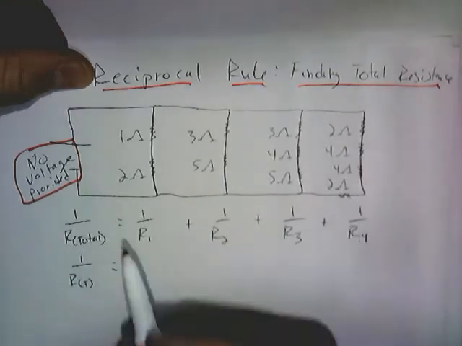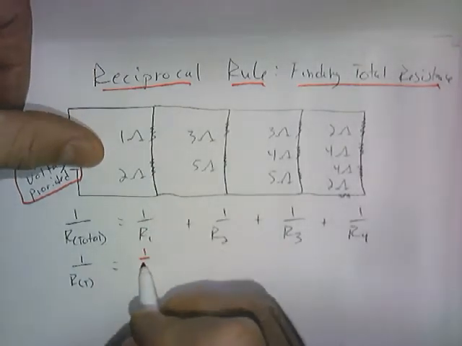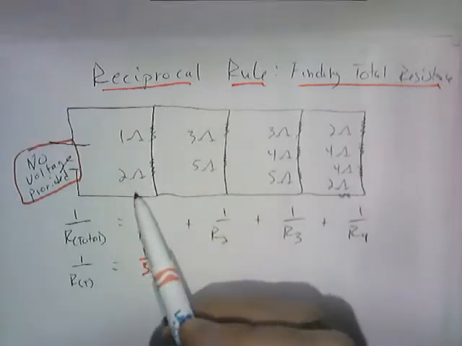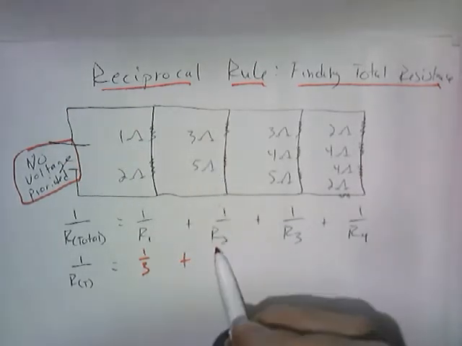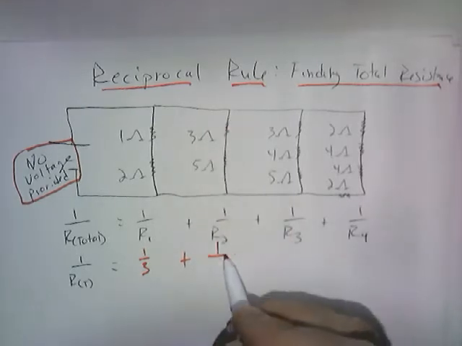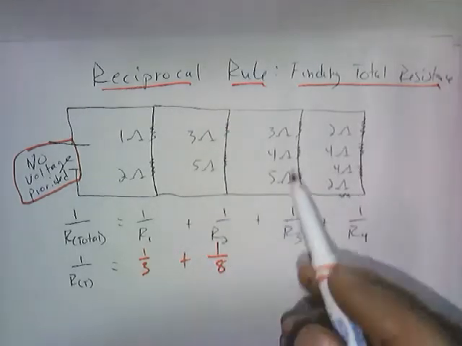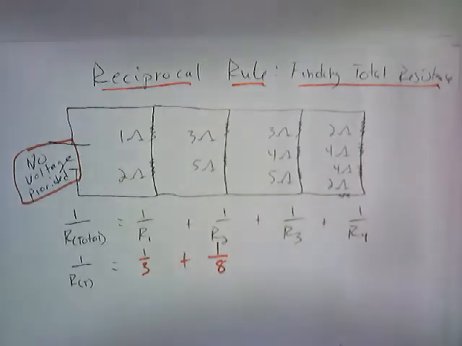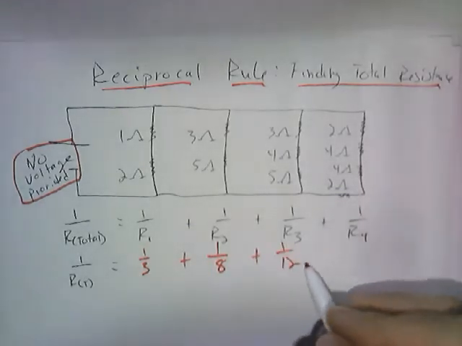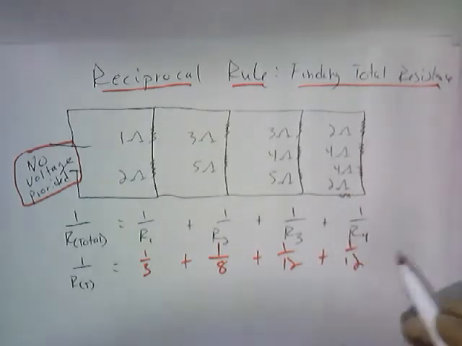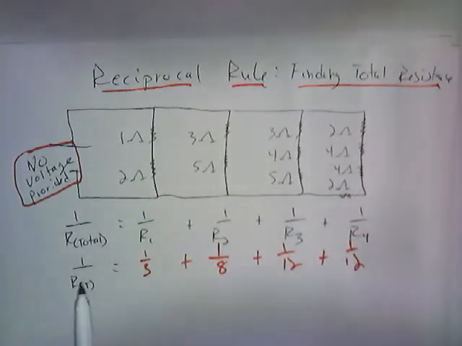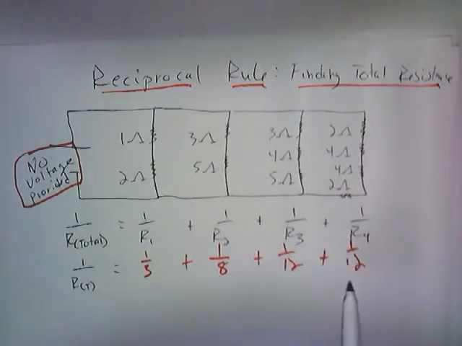We're looking at fractions first. We start with 1 over 3, since I've got 3 ohms for branch 1. I'm going to add 1 over the resistance for the next branch, which is 1 over 8 ohms. Then 1 over 12, and another 1 over 12. And so here I've got my fractions all set out.